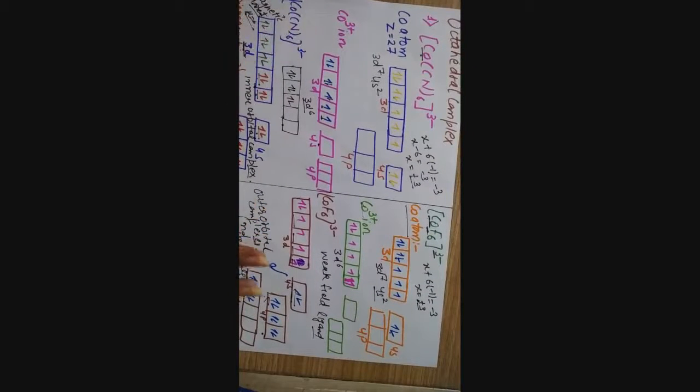So these are two very different examples of octahedral complexes in which the nature of the ligand is also different, and the magnetic moments which come out are also different. They are also examples of inner and outer orbital complexes.